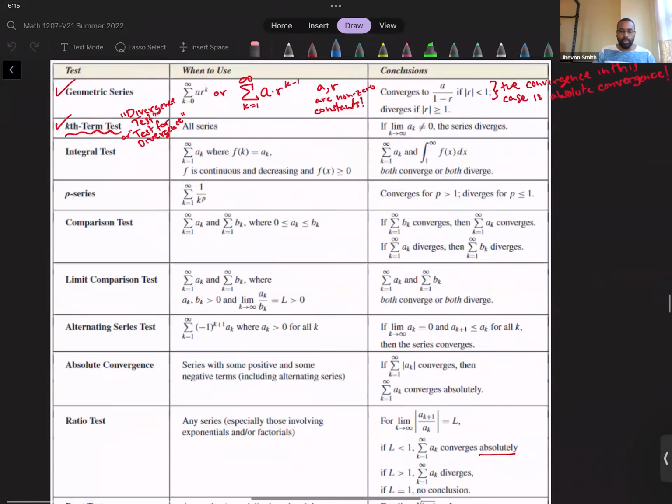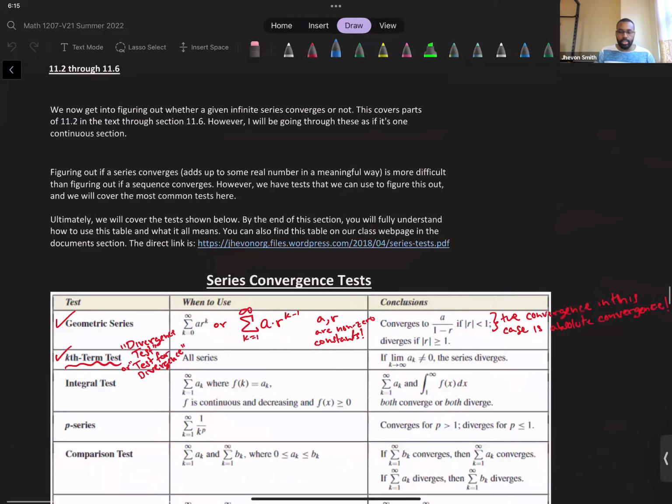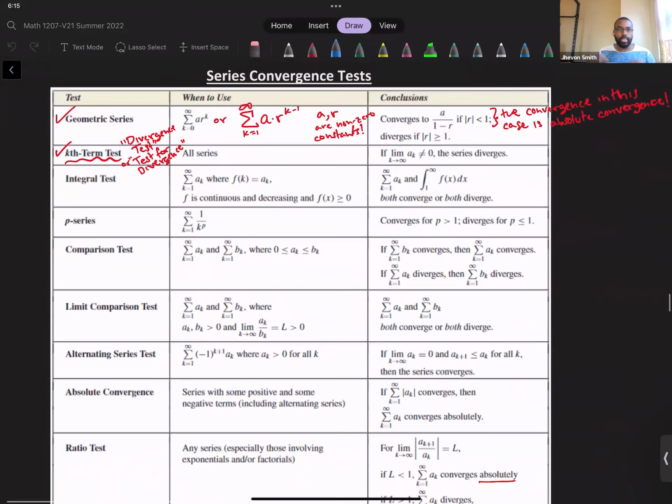So there are a bunch of tests that we can run to look at a random series that we're given, and tell whether or not it converges. Just like how we could use the comparison theorem with improper integrals to determine when an integral converges, even though we don't know how to calculate it, or we don't know what the actual answer is.